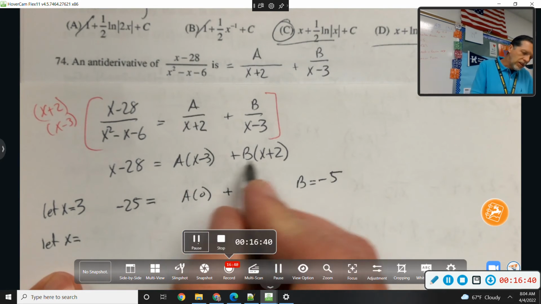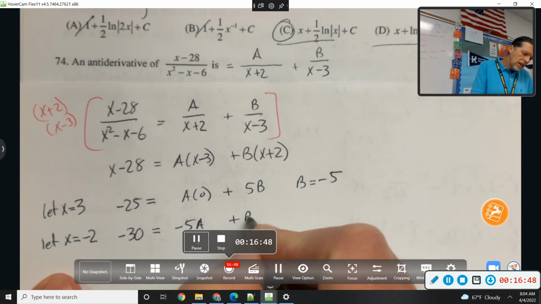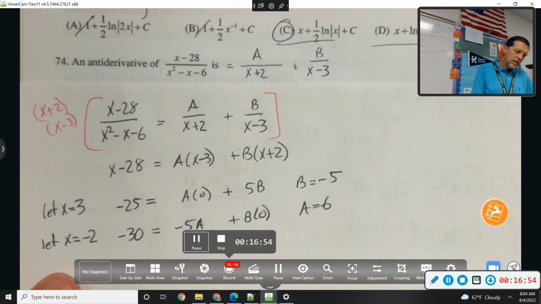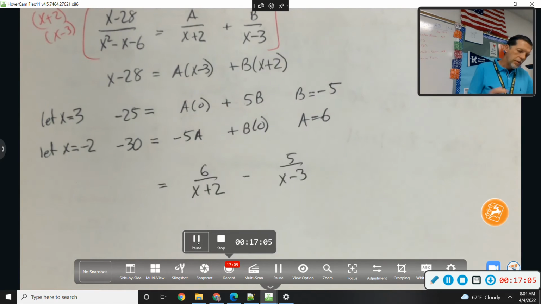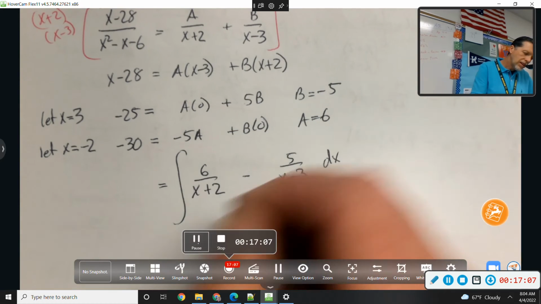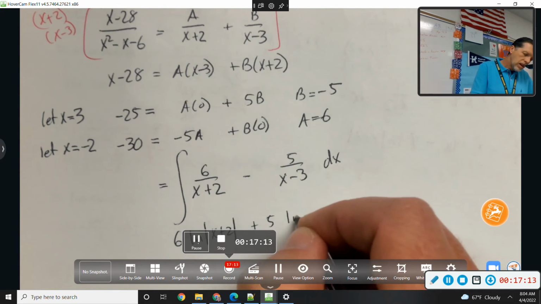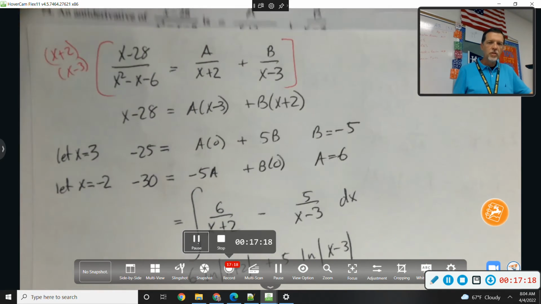If we let x equal negative 2, we get negative 30 equals negative 5a plus b times 0. So a equals 6. So 6 over x plus 2 minus 5 over x minus 3. And we were taking an antiderivative of that. See if anything resembles that as an answer.